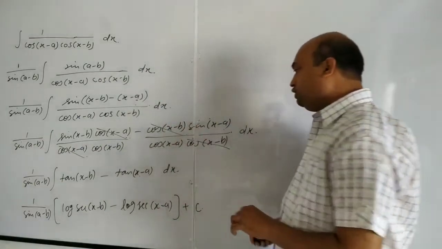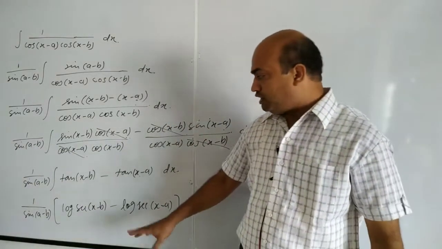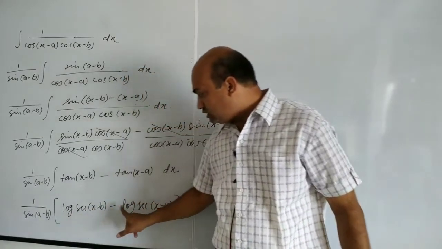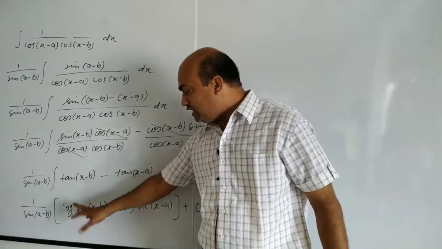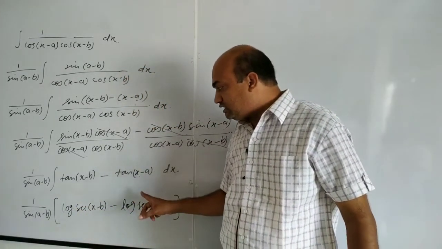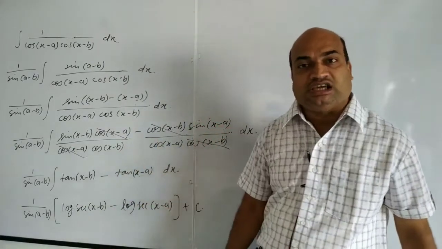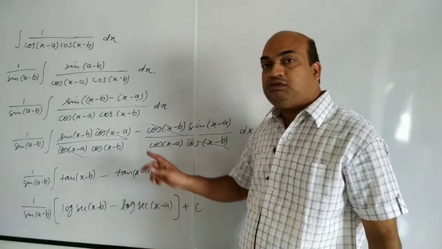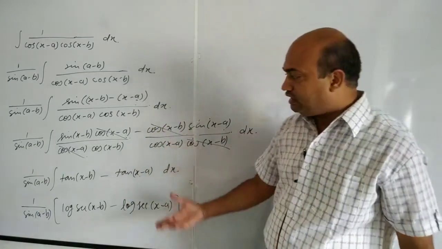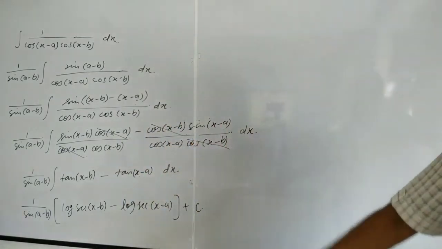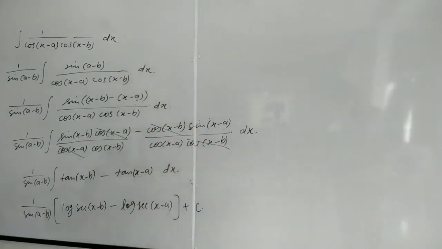and the constant c we add. If we want, we can apply here log a minus log b by writing it as log of sec(x-b) upon sec(x-a). That is, log a minus log b will be log a upon b. That we can apply. Otherwise, it can be left in the same way.